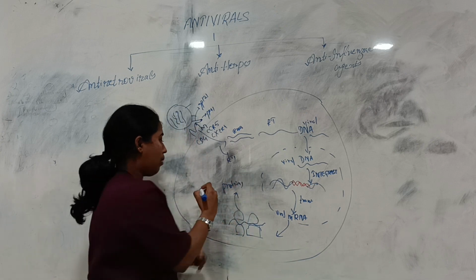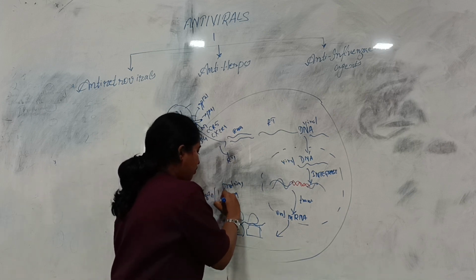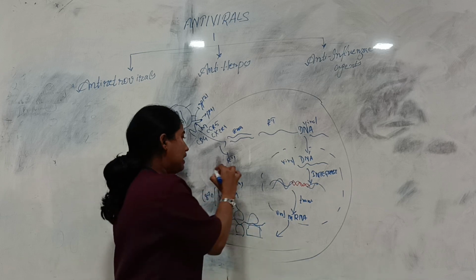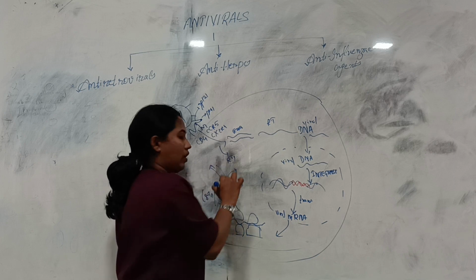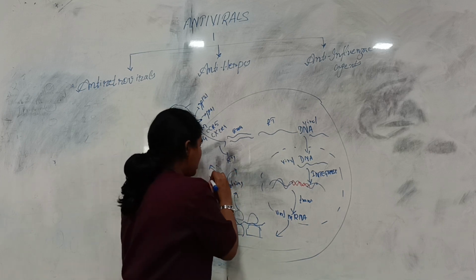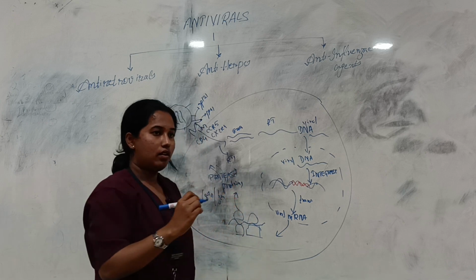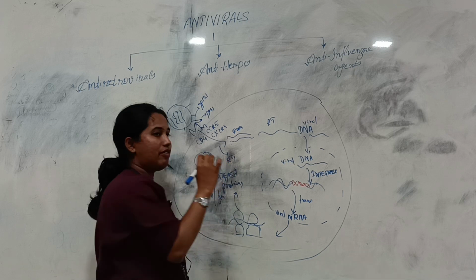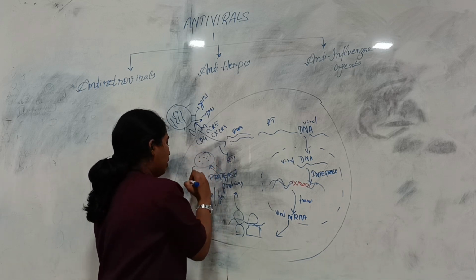There are two types of proteins: structural proteins and functional proteins. These are produced, and they get matured in the presence of an enzyme called protease enzyme. The structural and functional proteins form a new HIV virus, and this later on enters into the Golgi apparatus.